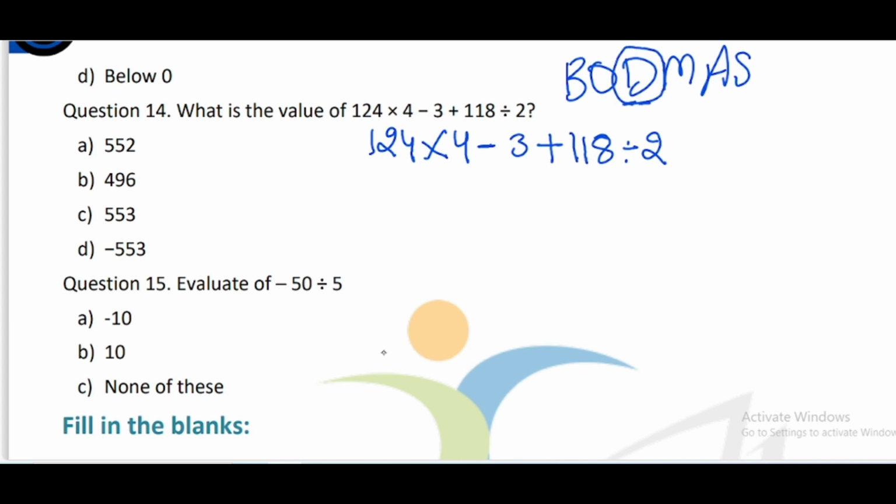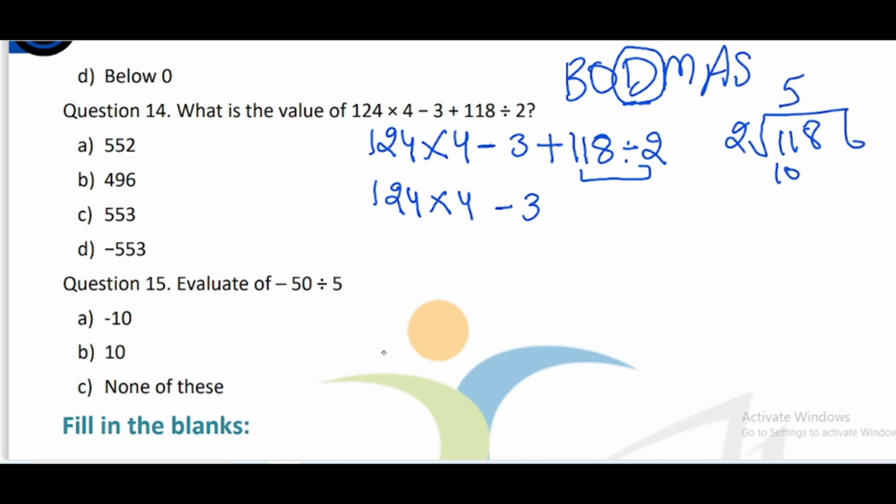First we solve the division. The symbol of division is this, 118 divided by 2. 124 into 4 stays as it is, minus 3 as it is. If we divide 118 by 2, that is 2 fives are 10, then 1 remains, carry 8, then 2 nines are 18. Then the quotient is 59.